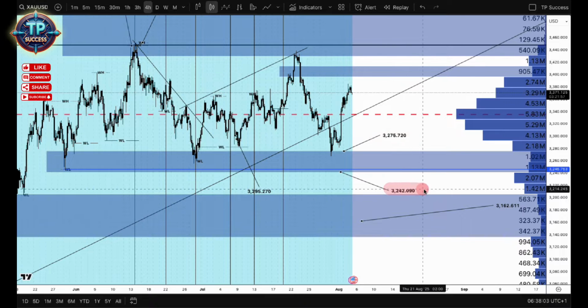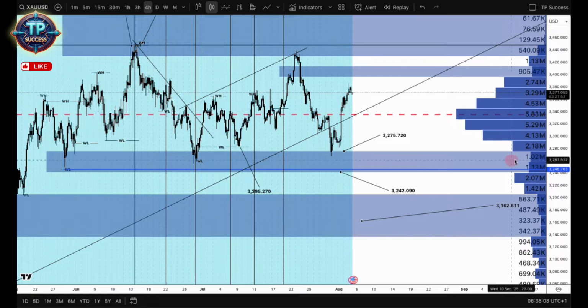32.75 and 32.42. Clearly we can see price moved away from the low volume node area and began to push upwards. So if you were able to see that, there's a high possibility that you are sitting in profit right now. You're not negative at all, you are profitable.